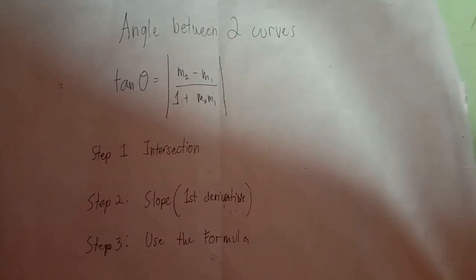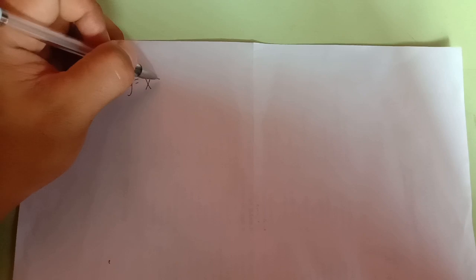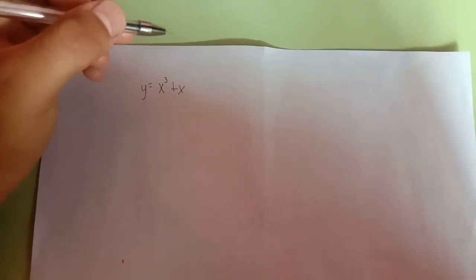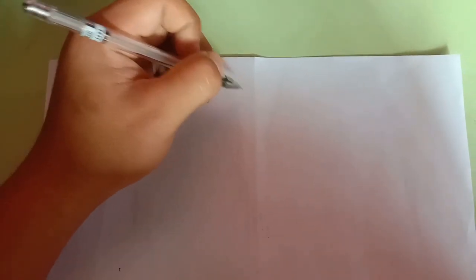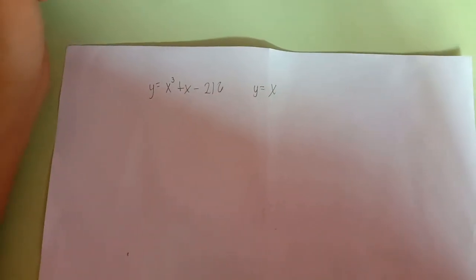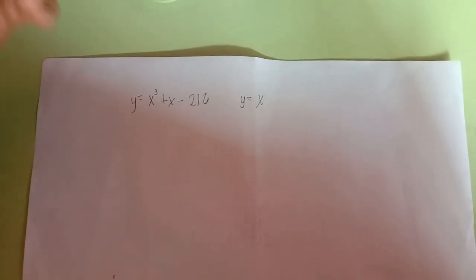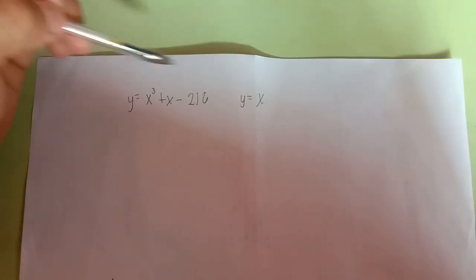So I will give you an example. So here's my example. We have two curves: y is equal to x cubed plus x minus 216, and the other equation is y equals x. So remember, step 1 is the intersection. We are going to equate these two equations.